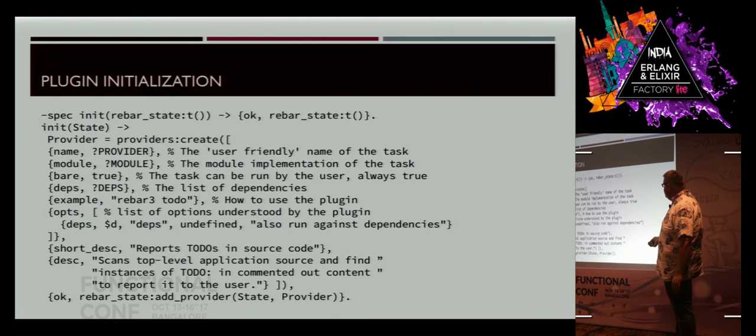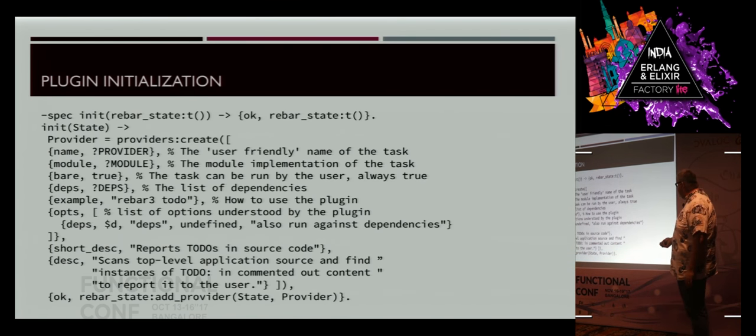The most important part is this part down here at the bottom of the slide. It's rebar_state:add_provider. That's the thing that actually clues Rebar in and says, hey, dynamically add this plugin to the list of things that a user could possibly do. This init function gets executed before any evaluation of your code, before any compiling, before it even looks for source code or anything like that. So this init function is executed across all the plugins first, and then later it does all the command line parsing and stuff like that. So the Rebar state part at the bottom is the most important part of this whole deal.